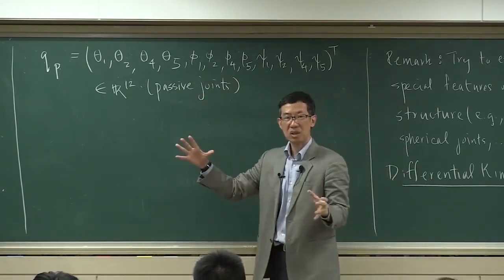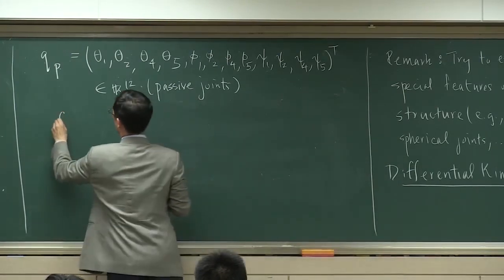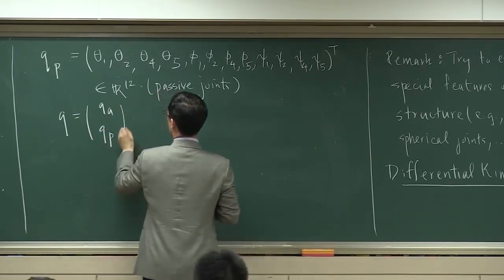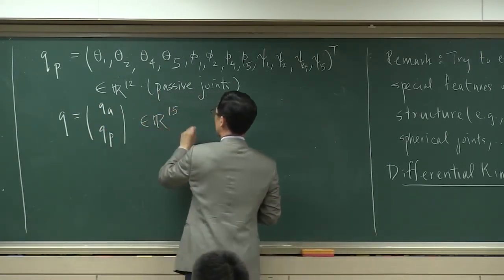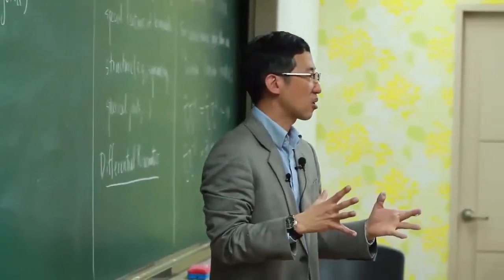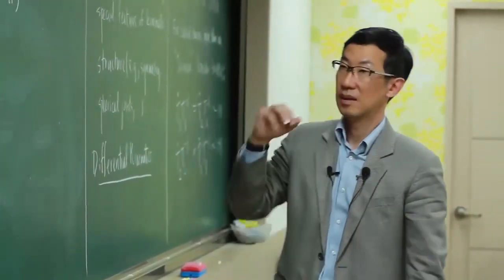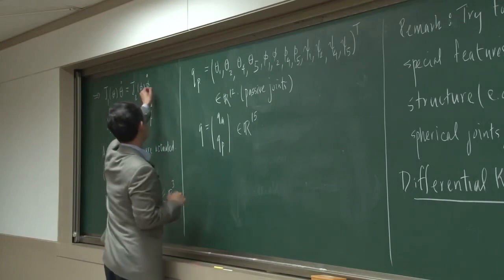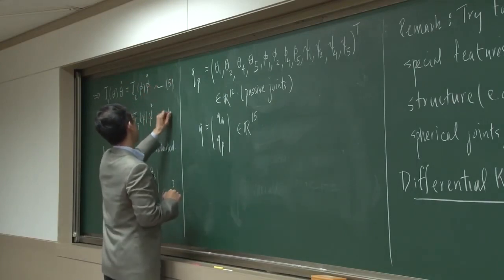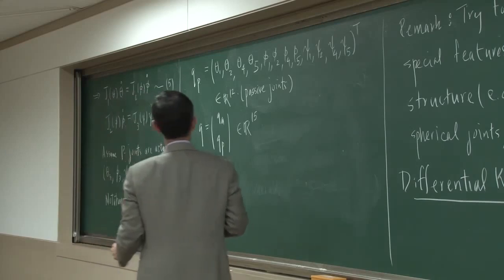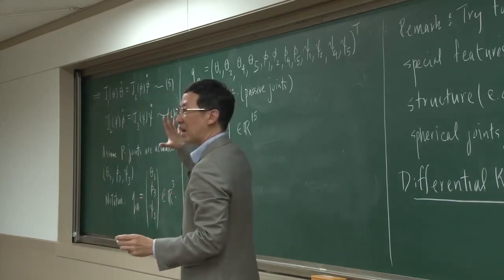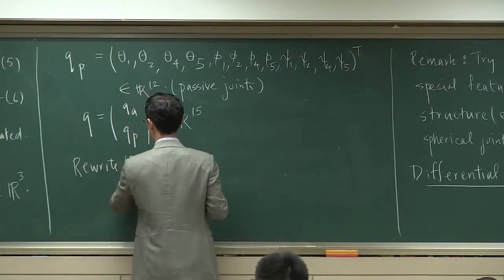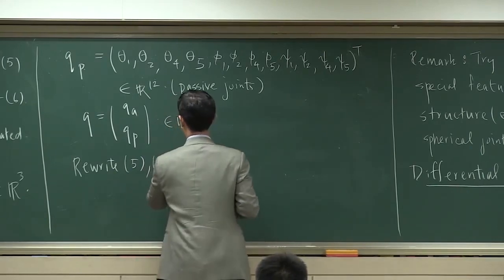Okay, and now if I want to put QA and QP together, I could say this is just QA stacked on top of QP, for example. So this is my 15-dimensional vector of all joints. All right, let's number these equations. Let's call this 5. Let's call this 6. Now let me rewrite 5 and 6 in matrix form. Rewrite 5 and 6 as follows.